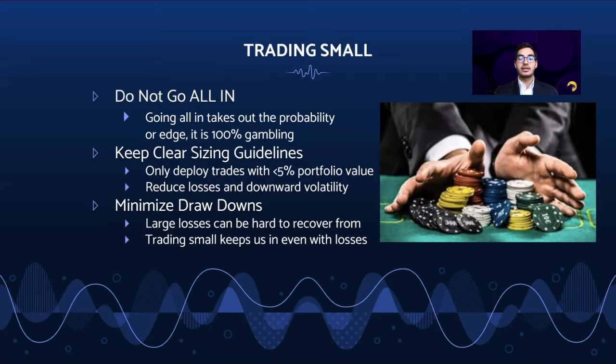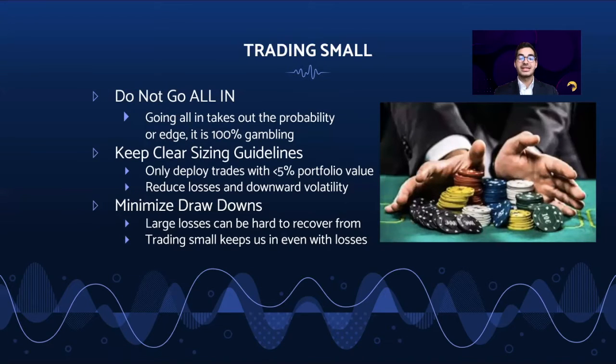If you have $100,000 and we trade very small and only deploy trades that are 1% of portfolio value, we are looking at a buying power reduction of $1,000. This is very small and puts us in a good position to thrive in the long run. Positions that go against us will not destroy our portfolio when trading this small.